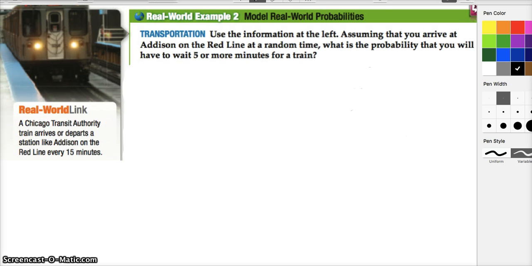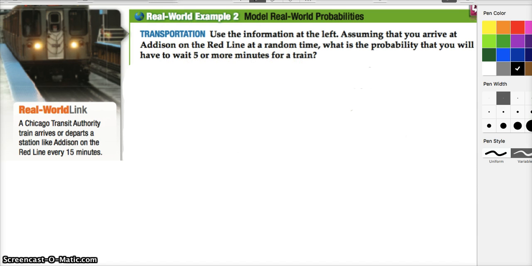So in this next example, we're considering the idea of a train and your wait time. Observe down here, a Chicago Transit Authority train arrives or departs a station like Addison on the red line every 15 minutes. Here's our question. We're going to assume that we're arriving at Addison on the red line at some random time. What is the probability that we will have to wait 5 or more minutes for a train?